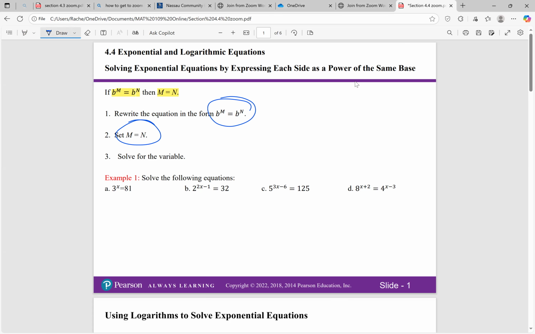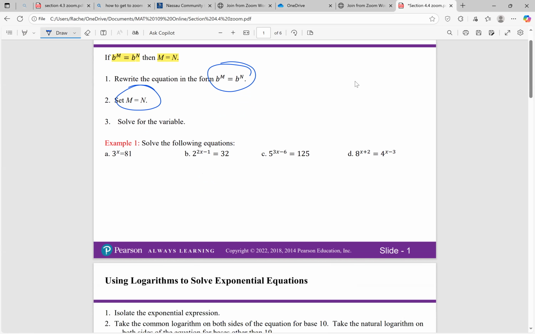So let's look at an example, but it's not always going to be possible to solve this way. If it's not, we're going to have other methods. But let's just look at the cases where it is. So look at A, we have 3 to the x is equal to 81, and we want to solve for x. So in other words, what would I have to raise 3 to in order to get 81? This we could do in our head, but I want you to see that if we can rewrite both sides of the equation in the same base, then we could set the powers equal to one another.